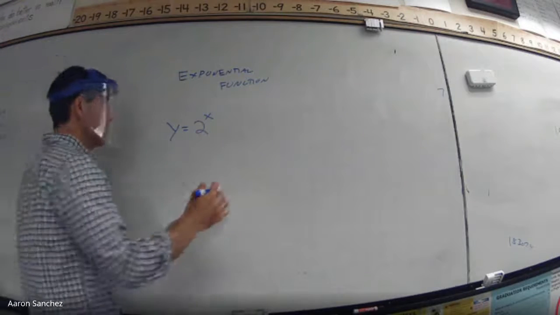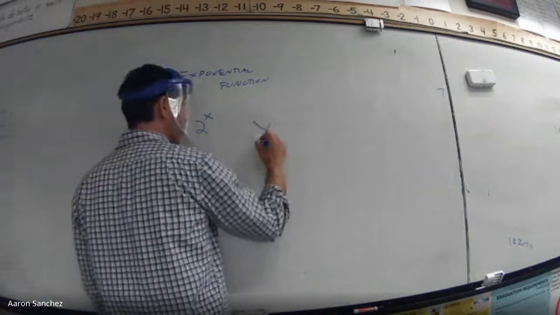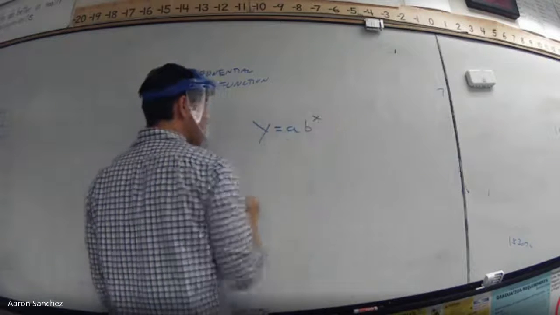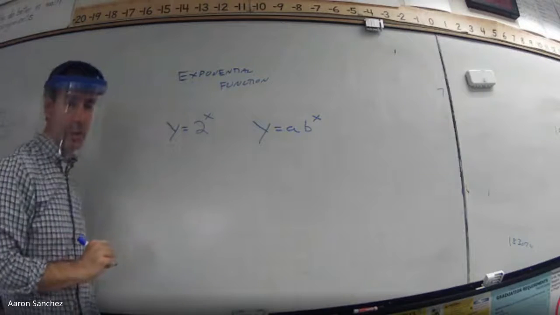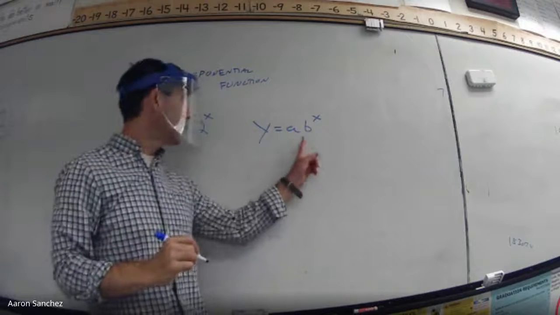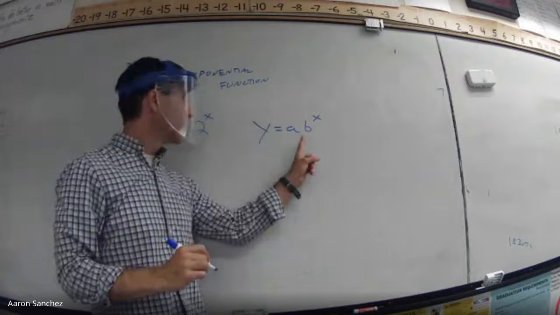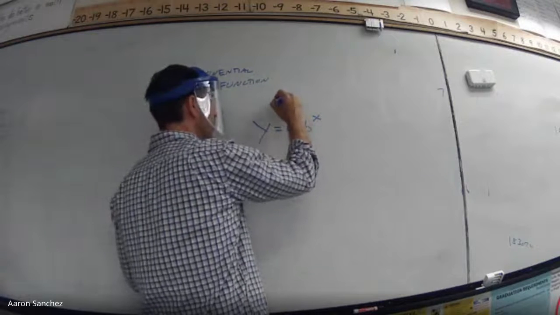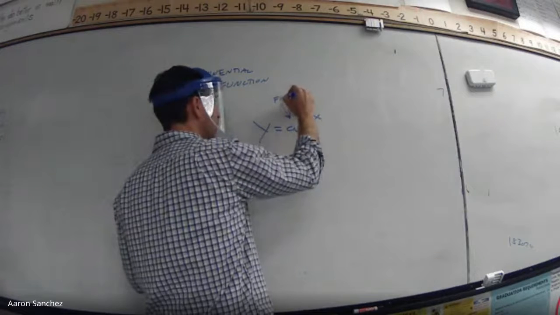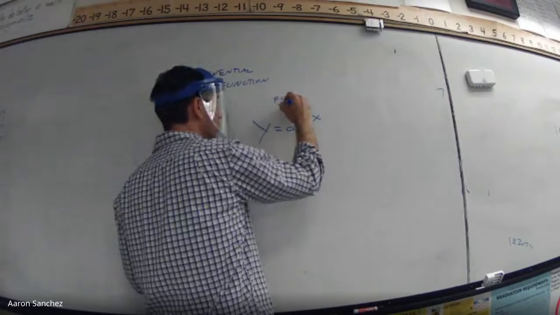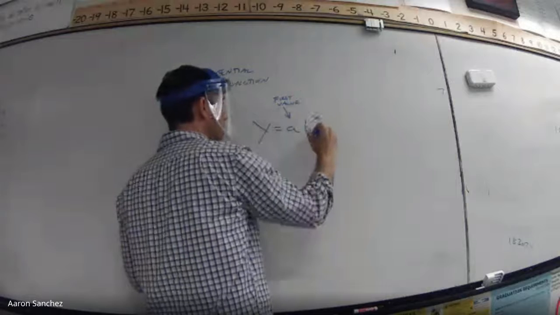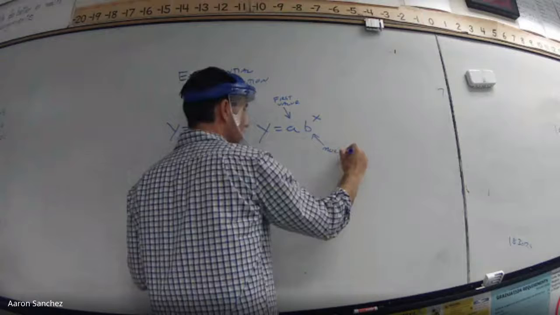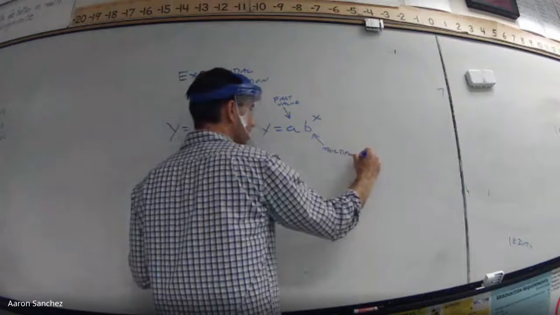So remember, an exponential function is in this form: y equals a times b raised to the x power. We have a number here for a, and a number here for b. A is my initial value, my first value. And b is my multiplier. Remember, this is all review.